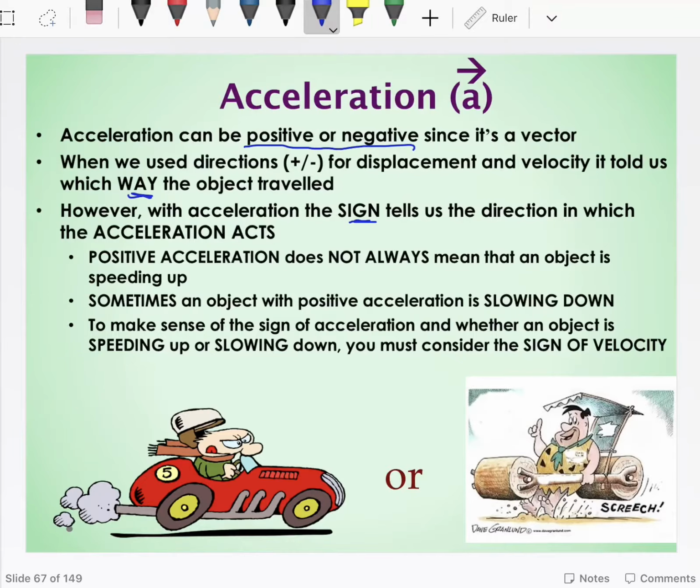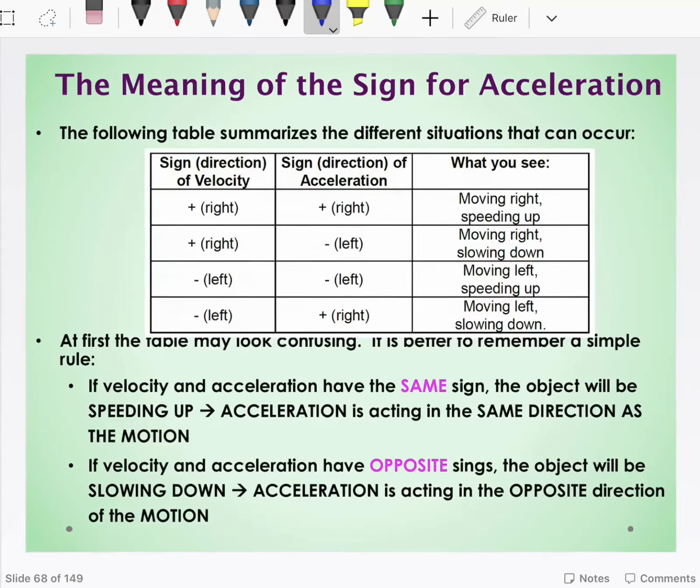So ignore everything I just said for a second. Let me just simplify it. If we look at this table, we have velocity here and acceleration, and what that really means is this. If my velocity is positive, and positive is to the right, and my acceleration is positive, which means to the right, the object is moving right, according to velocity, and speeding up.